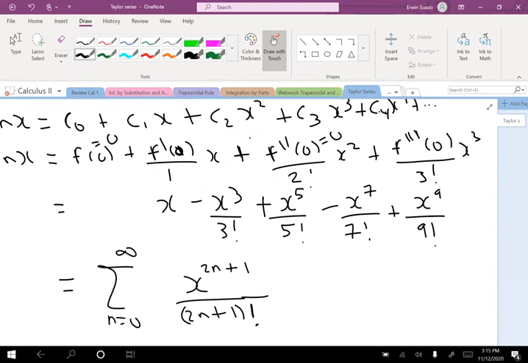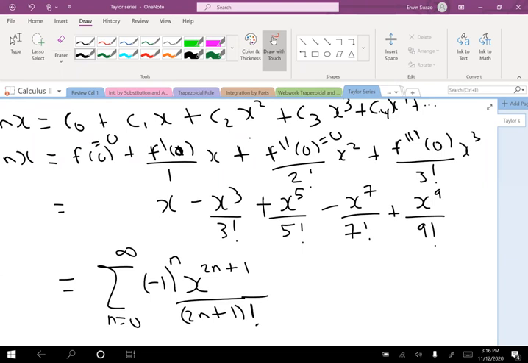Because when n equals 0, you get 2 times 0 is 0, plus 1, so x to the 1 divided by 1. The next one will be n equals 1: 2 times 1 is 2, plus 1 is 3, x cubed divided by 3 factorial, and so on. Now we need to take care of the minus. When n is 0, I got positive 1. When n equals 1, I got minus.